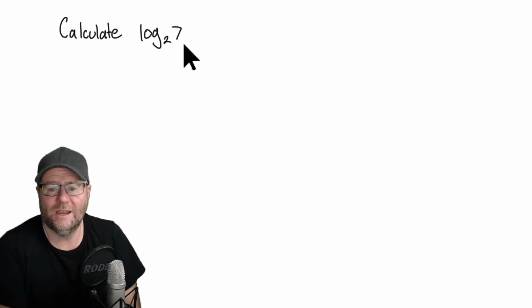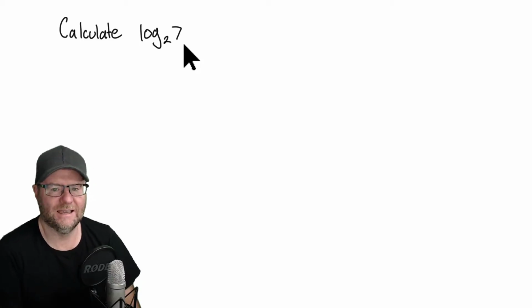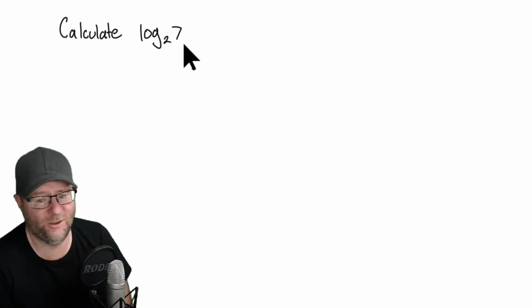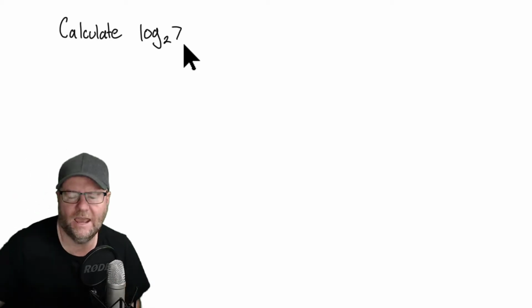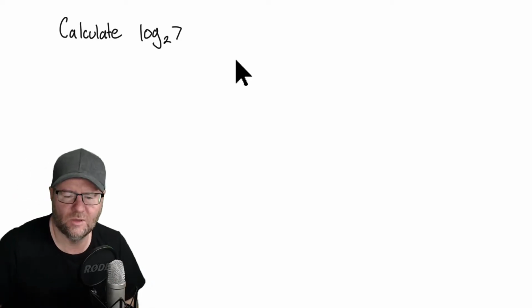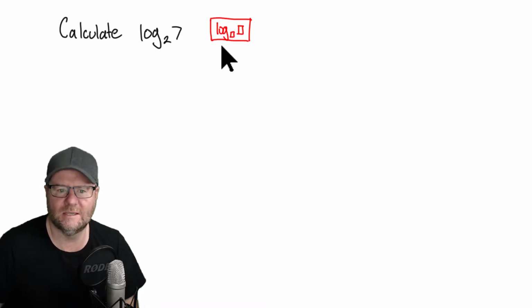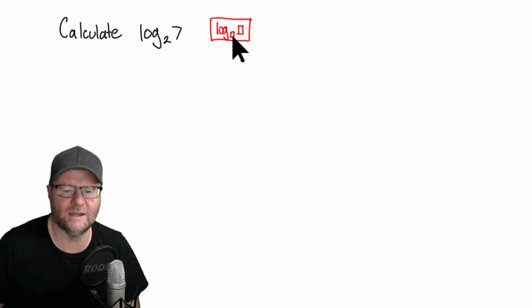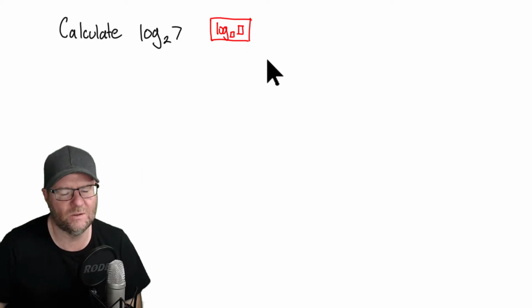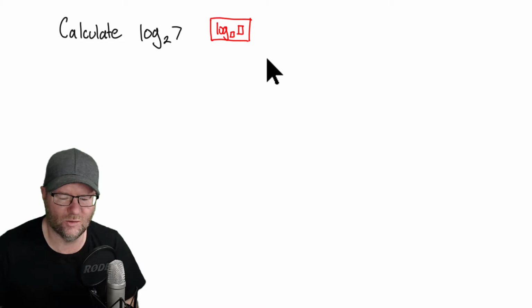Hey, in this video we are going to have a look at how you can calculate a log. So something like this one here, log to the base 2 of 7. How do we go about calculating that value? Well, if you've got a calculator that has this button on it, you can simply plug in those values. You can put a 2 down here, a 7 up here, hit equals, and you're going to get your answer.